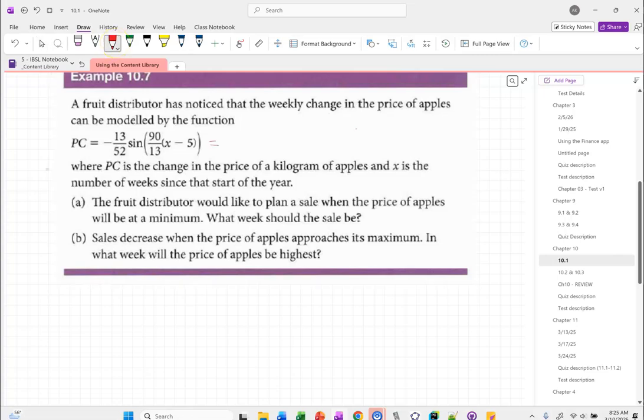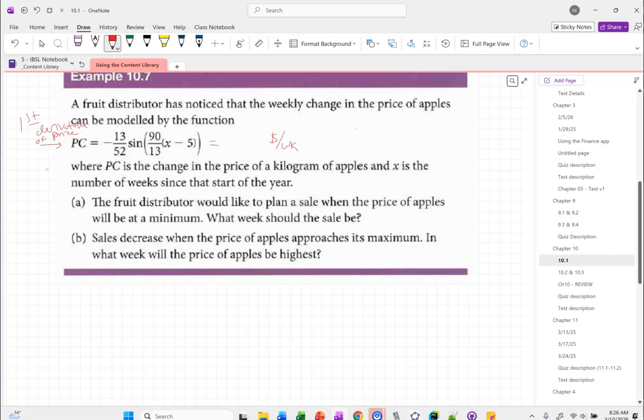So this guy, the unit here is like some dollars per week, right? What does this sound like? That sounds like the first derivative, doesn't it? Because it's written as a rate. Its unit is a rate.